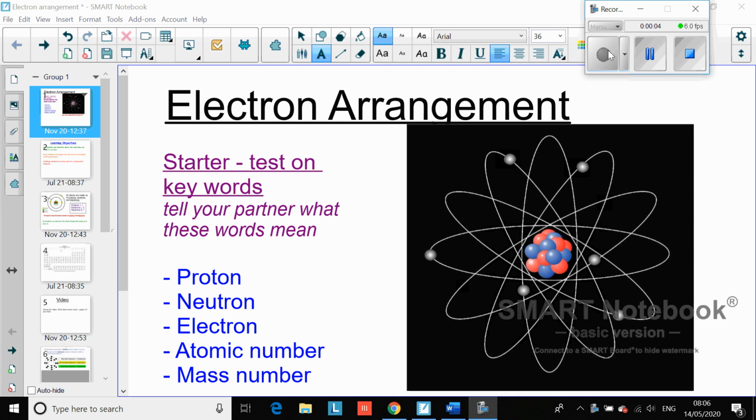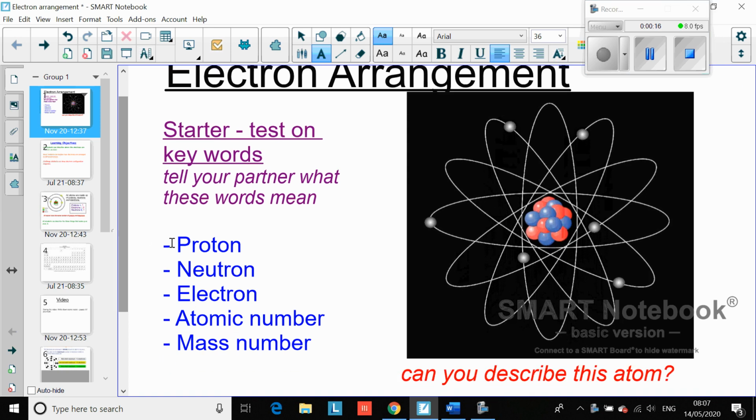So today what we're going to be doing is looking at how electrons are arranged in atoms, okay? Obviously we wouldn't do the starter test for the key words, but hopefully you are familiar with these words now. They're all from last lesson. So, what do these words mean?